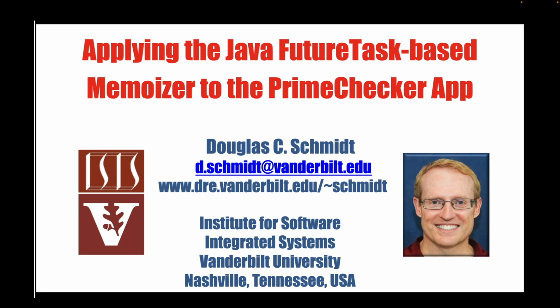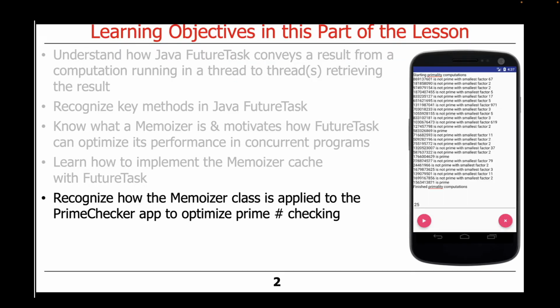So now that we've taken a look at how to design and implement a Memoizer, let's see how we could apply this to the PrimeChecker app. This actually goes back a number of months at this point, but there's been this app I've been using as a running example for a lot of the different Java executor framework components. And we're going to see how we could apply the Memoizer to this PrimeChecker app.